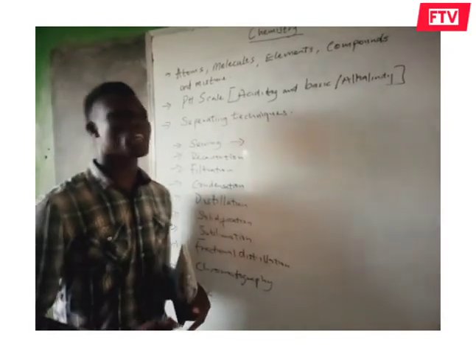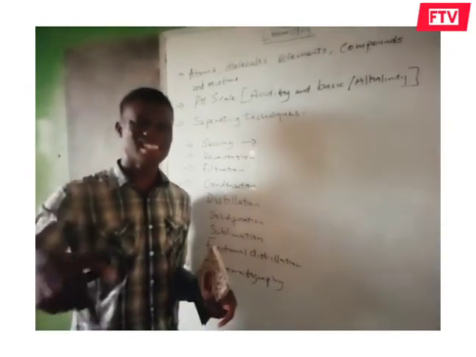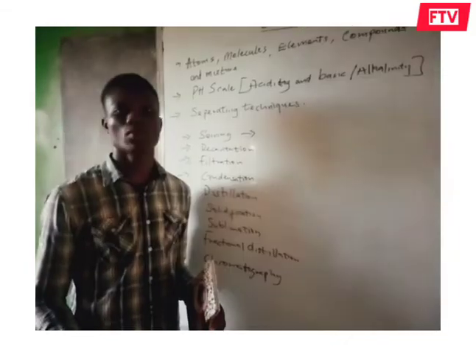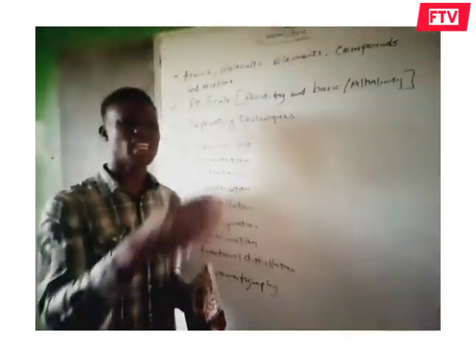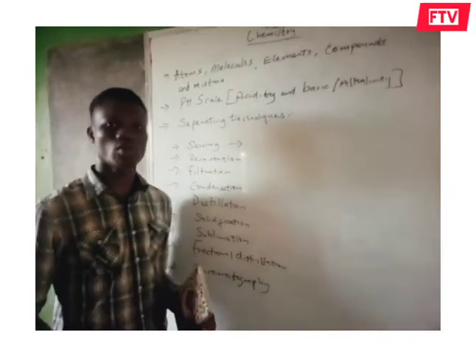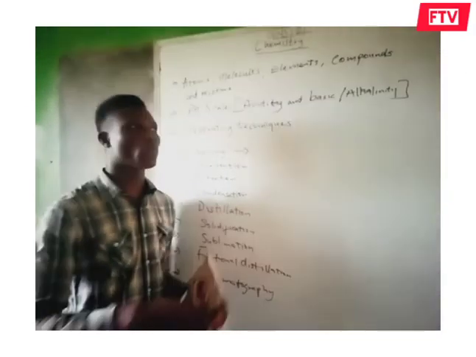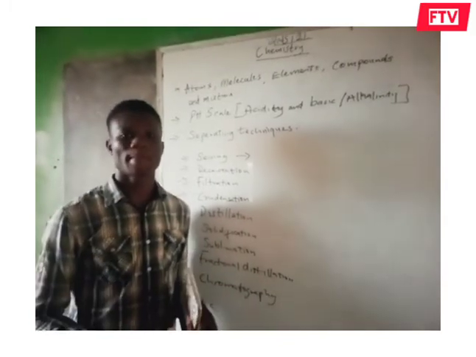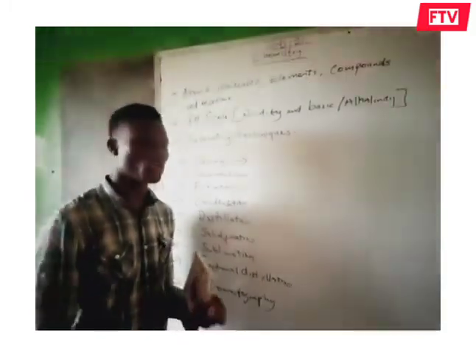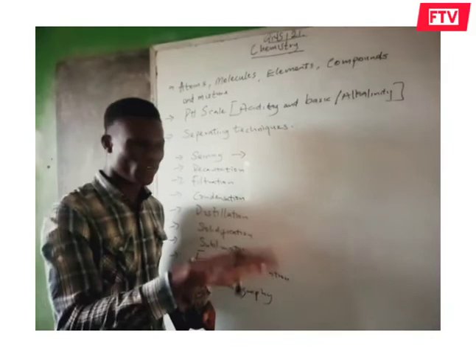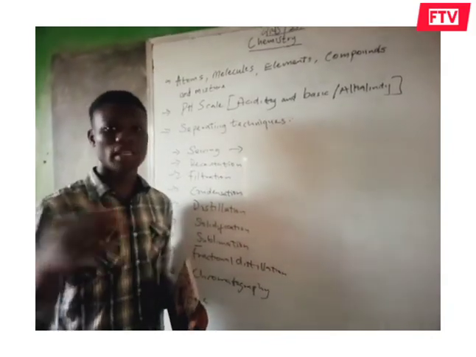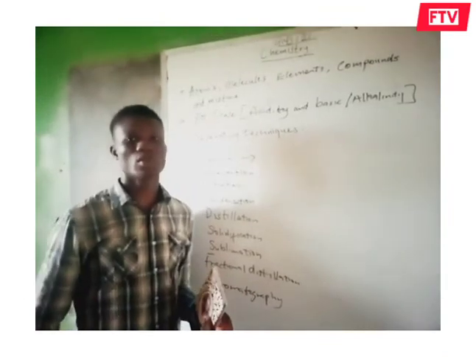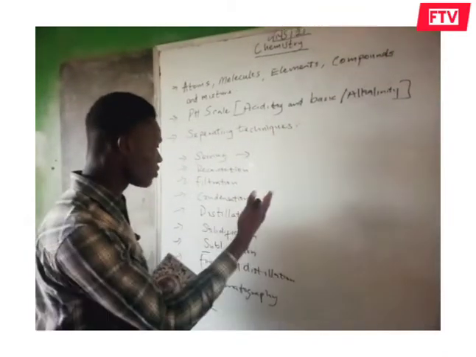Now condensation. Condensation is the turning of gas to liquid. It is a means of separating something also, when you condense a gas to become liquid. An example is the evaporation of water. When you are boiling a particular water, you can see that there is some kind of gas that will be going up. In the lab, it can be collected back to liquid through the means of condensation.